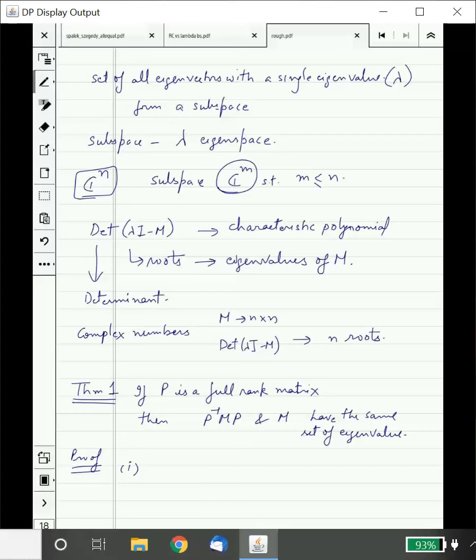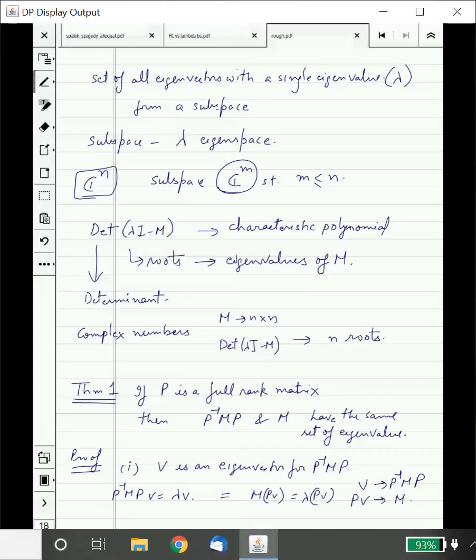Suppose V is an eigenvector for P inverse MP. That means P inverse MPV is equal to lambda V. Multiplying by P on both sides, this shows that MPV is lambda PV. This is very simple. This shows that if V is an eigenvector for P inverse MP, then PV is an eigenvector for M. The opposite side is very similar.